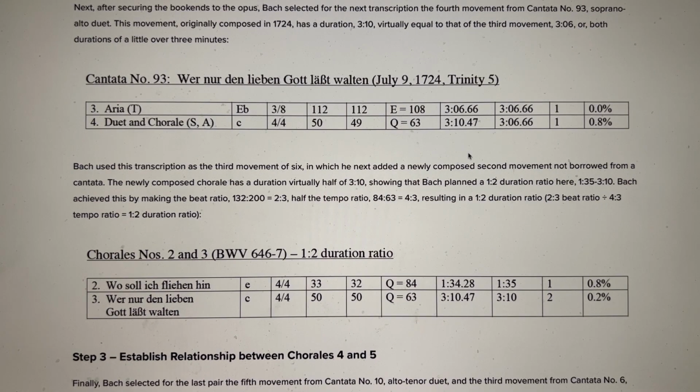So what he did next was he composed a new work, a new chorale called Wo soll ich fliehen hin? And that he actually gave faster speed here and played at its natural tempo. It's half the duration of 310. So you have a 1 to 2 duration ratio. And we're talking really, really small margins of error here.